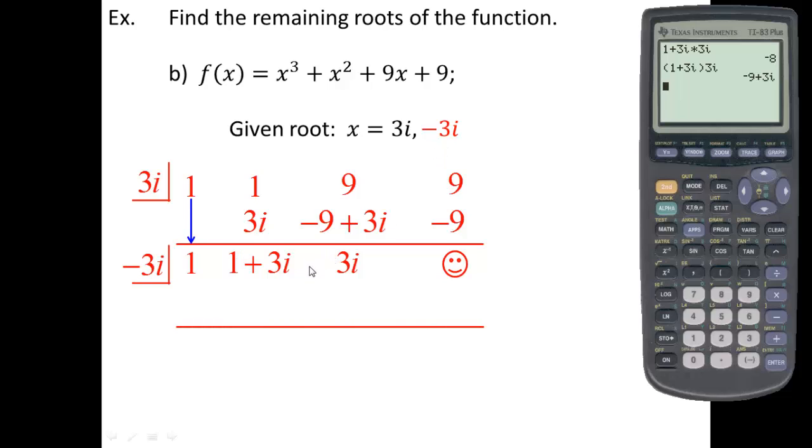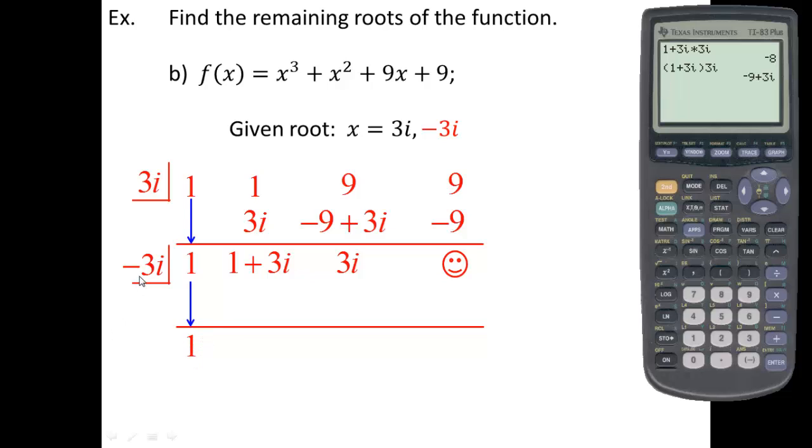So let's do that. I've already divided out positive 3i. As our second step, let's divide out negative 3i, since I know it is also a root. We're going to follow the same process, drop down the 1, but you'll find during this second iteration of synthetic division, it always looks a whole lot prettier, and I actually probably don't even need the calculator for the second round.